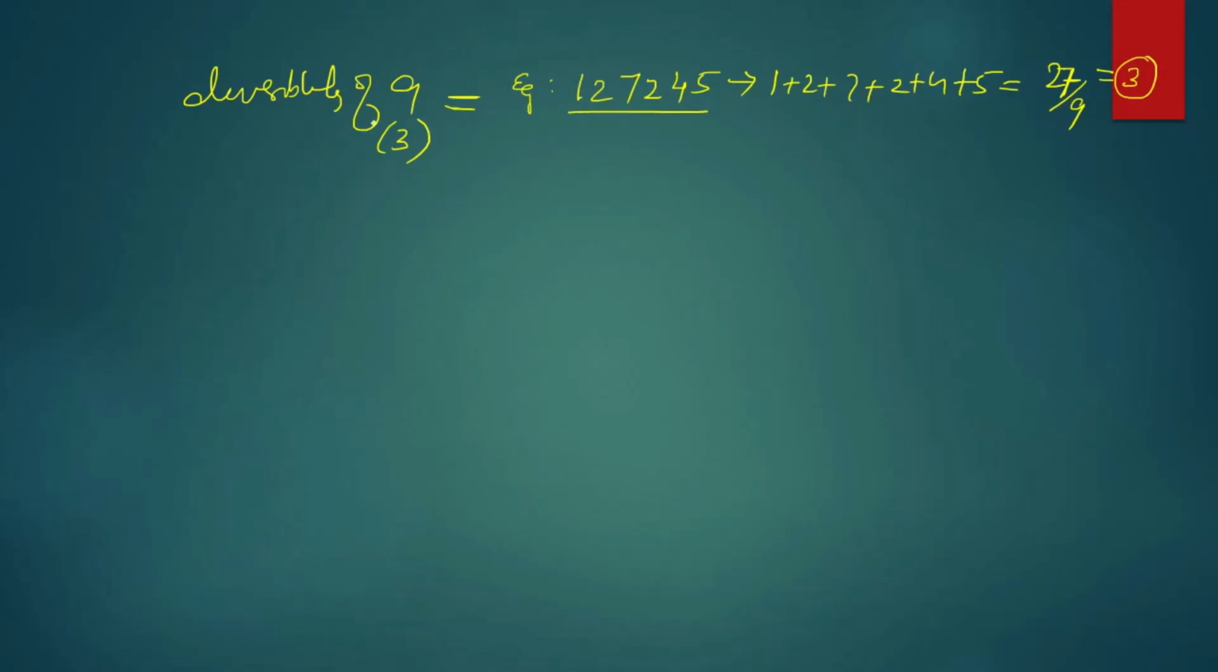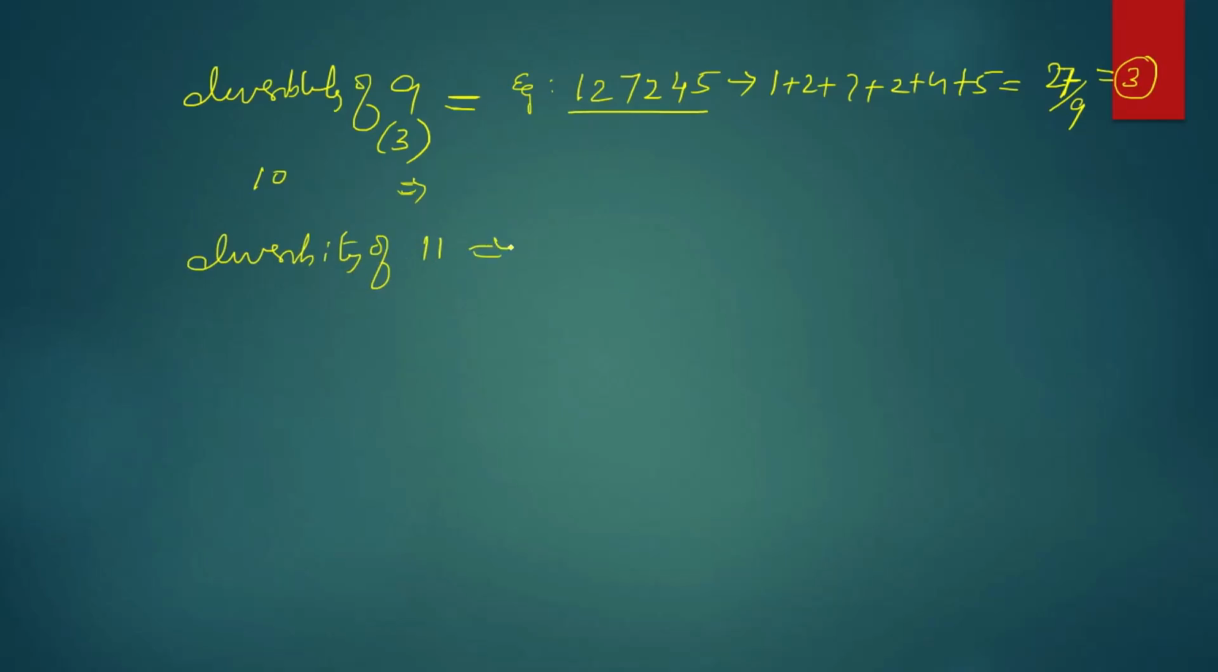Okay, so in the case of 9, you have to add the individual digits and then check whether the sum is divisible by 9. If the sum is divisible by 9, then the whole number is also divisible by 9. Okay, divisibility of 10. I don't want to discuss divisibility of 10 because we all are familiar with it.